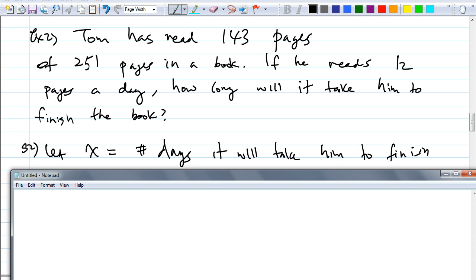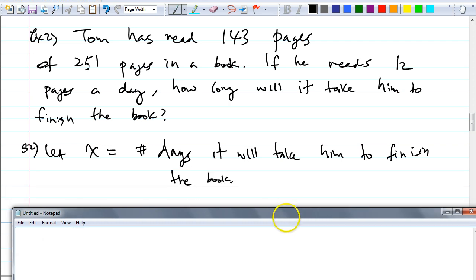Did anybody do it a little bit differently than that? That's totally fine. That's good. Anybody did it a little bit differently? Because it doesn't really matter. How about Bella? What do you think? 12x equals 251 minus 143. That works too, because if you do 251 minus 143, that tells you how many pages? That's left, right? He has to read, of course. Then, since you're reading 12 pages a day, 12 times x will give you how many? So exactly. So I came out with this.